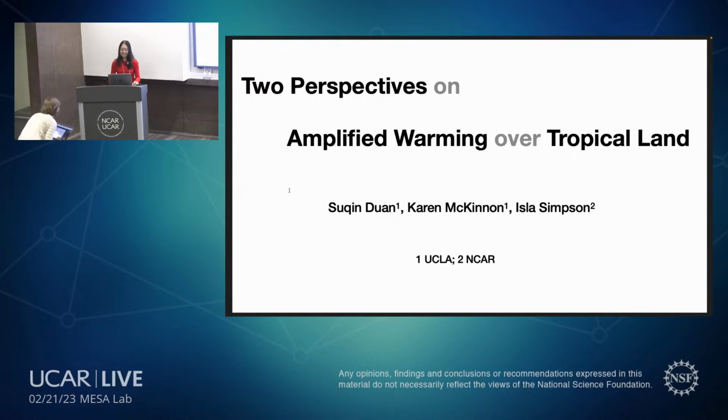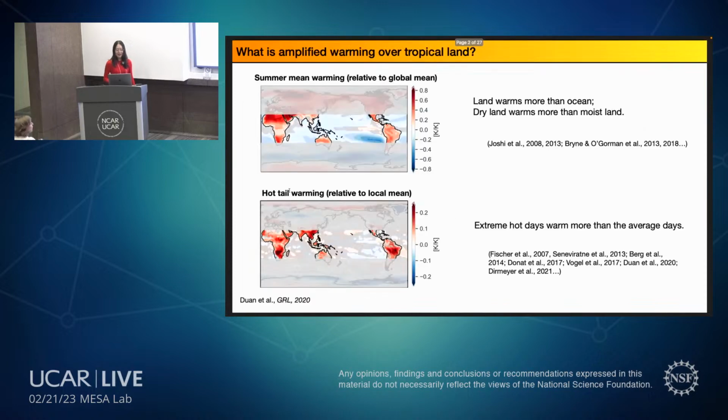Hello, everyone. I'm Suqing. I'm a postdoc at UCLA working with Karen Ayla. And today I'm going to talk about our work on understanding the two perspectives on amplified warming over tropical land. So first, what is amplified warming over tropical land? Here we see two maps. The first one shows the summertime mean warming relative to the global mean. And the second one shows warming in the hot tail relative to the local mean.